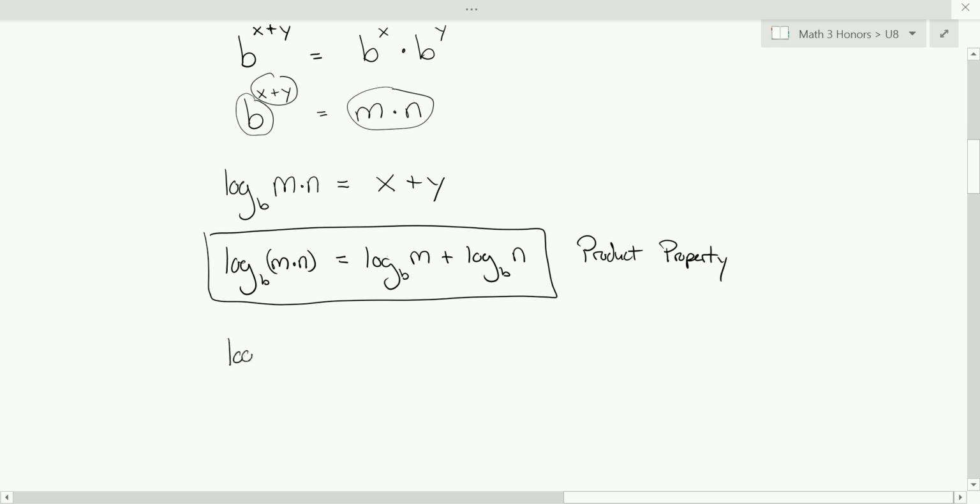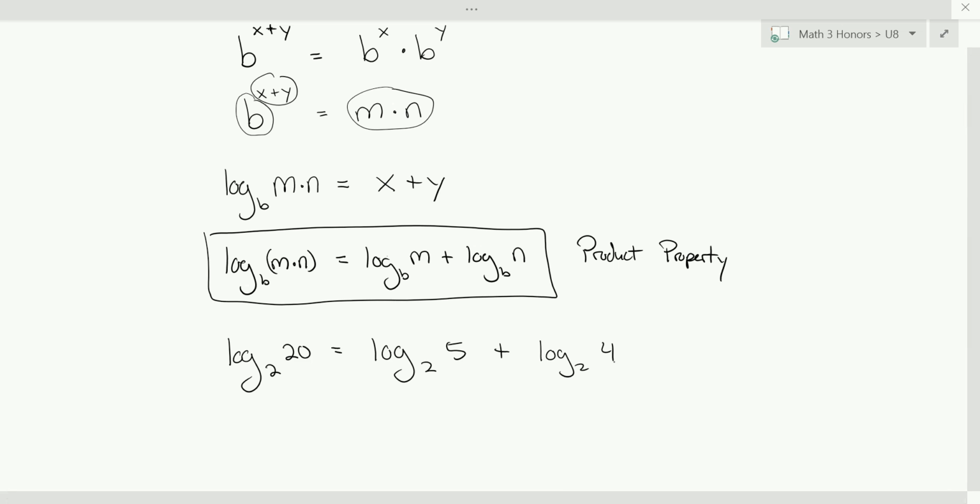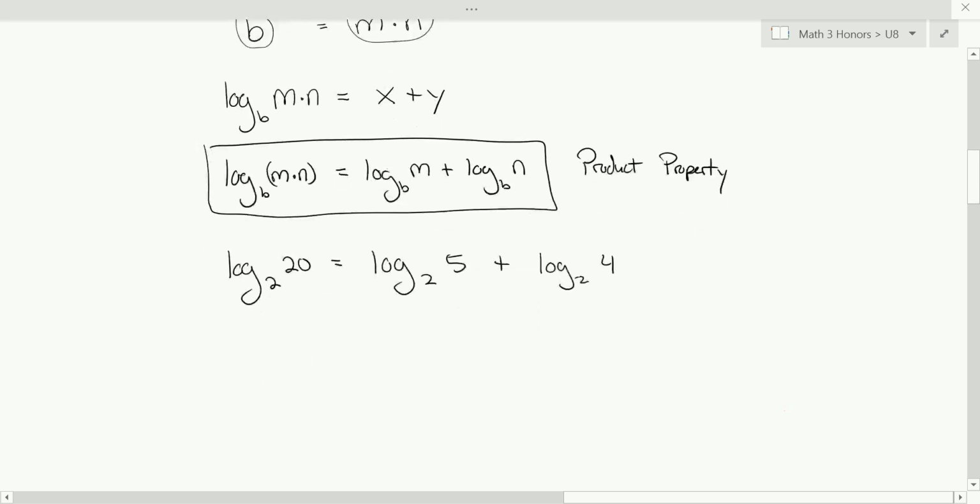The log base 2 of 20 is equal to the log base 2 of 5 plus what? Log base 2 of 4. So the base stays the same on all of them. And so if you wanted to split something up, you could just think, what are my factors of 20? And well, that would be 5 and 4 could work, or 2 and 10, or 1 and 20. And that would be true. Or you could work the other way.